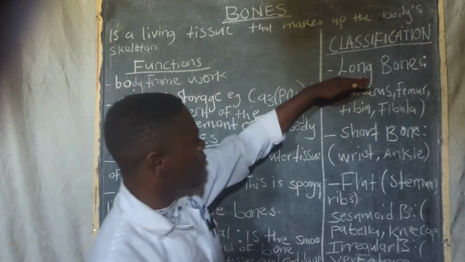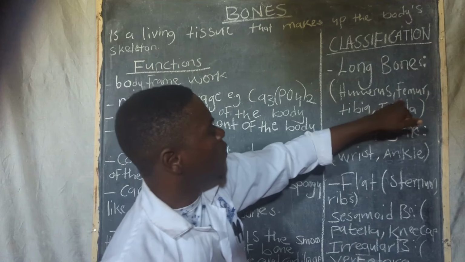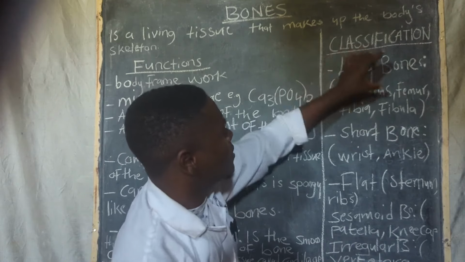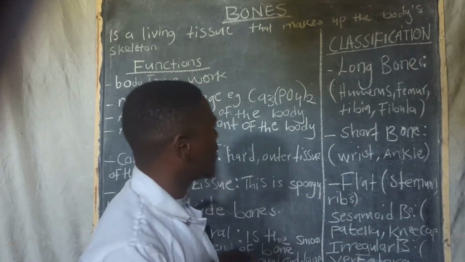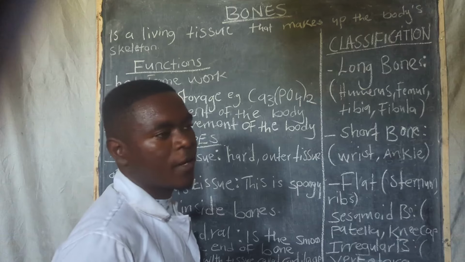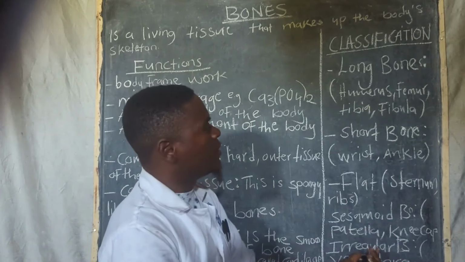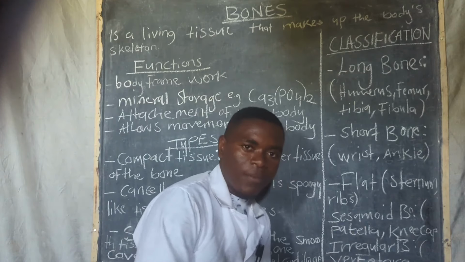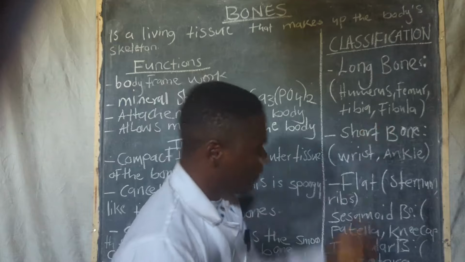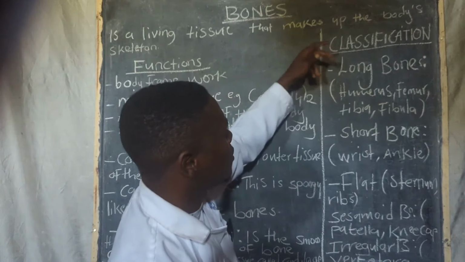The first one is long bones. These are humerus, femur, tibia, fibula. These are examples of long bones. You discover that they give the body structure. We've got humerus found somewhere here. We've got femur somewhere here, by the hips. We've got tibia and fibula down here. That's where we find these long bones.